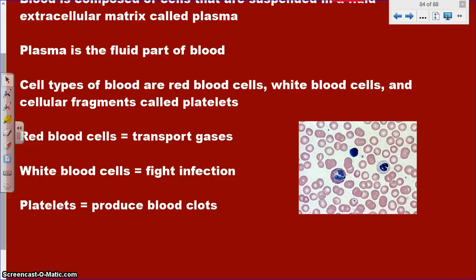And then you have your cellular fragments. These are little small tiny pieces of cellular debris called platelets, and they're responsible for helping to clot your blood when you have an injury. Okay? If you've cut yourself, that kind of thing, then you actually want to produce a blood clot.